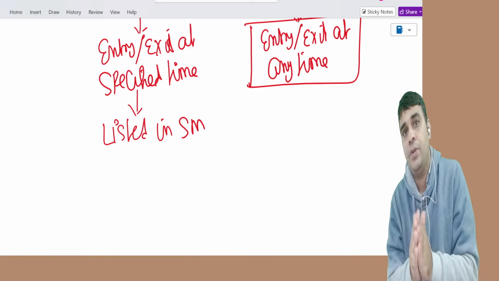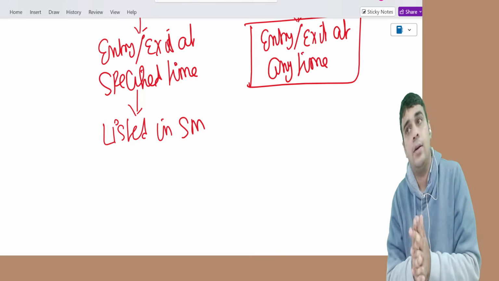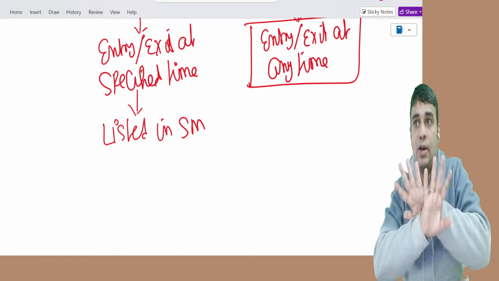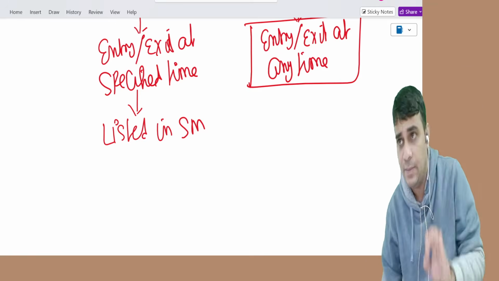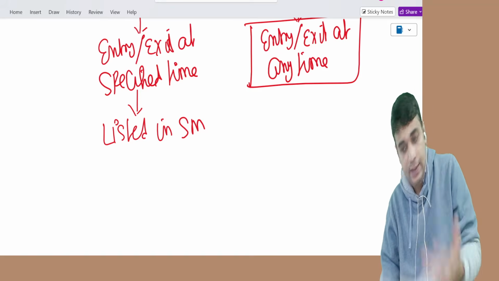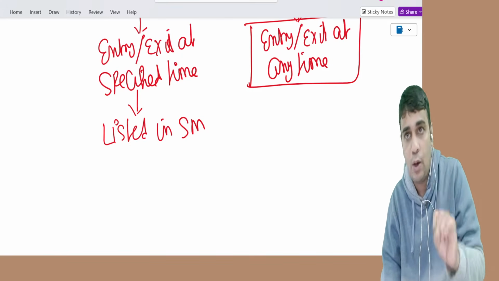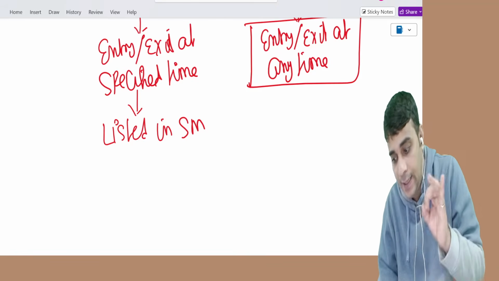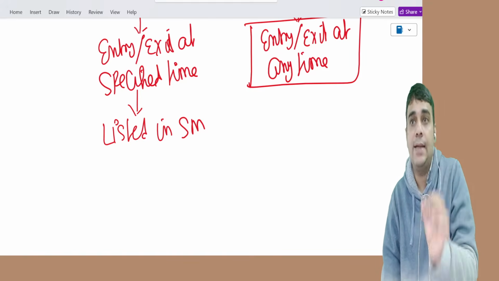It will open every month end, every quarter end, every year end, or it may open once, close once. That's all. Entry at one time, exit at one time. That depends on the scheme. Every close-ended scheme has to be listed in the stock market. Is this understanding needed for the problem we are solving? Not needed, but still better to know these terms. Okay, open-ended scheme, entry and exit at any time. Close-ended scheme, your entry and exit at a specified time.